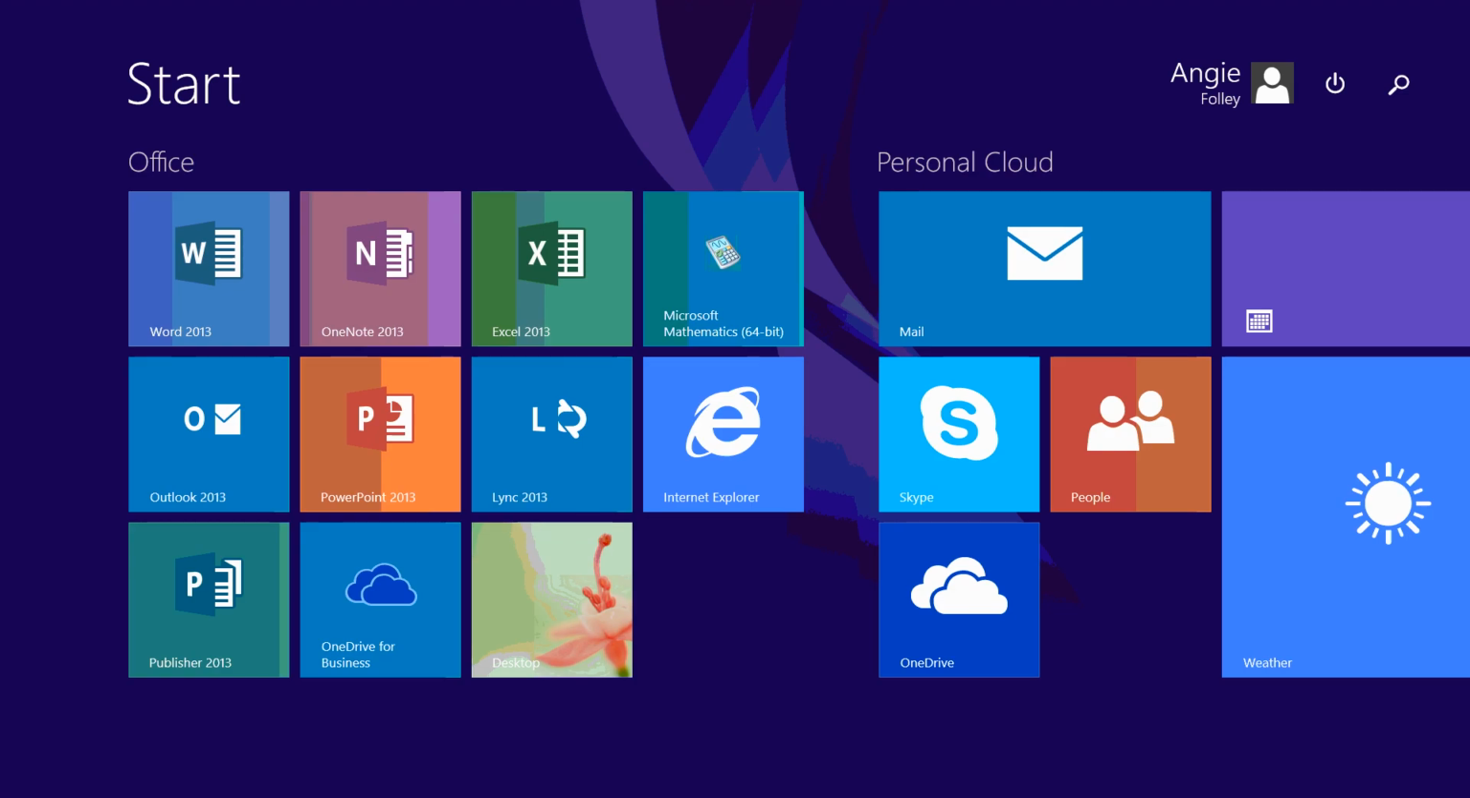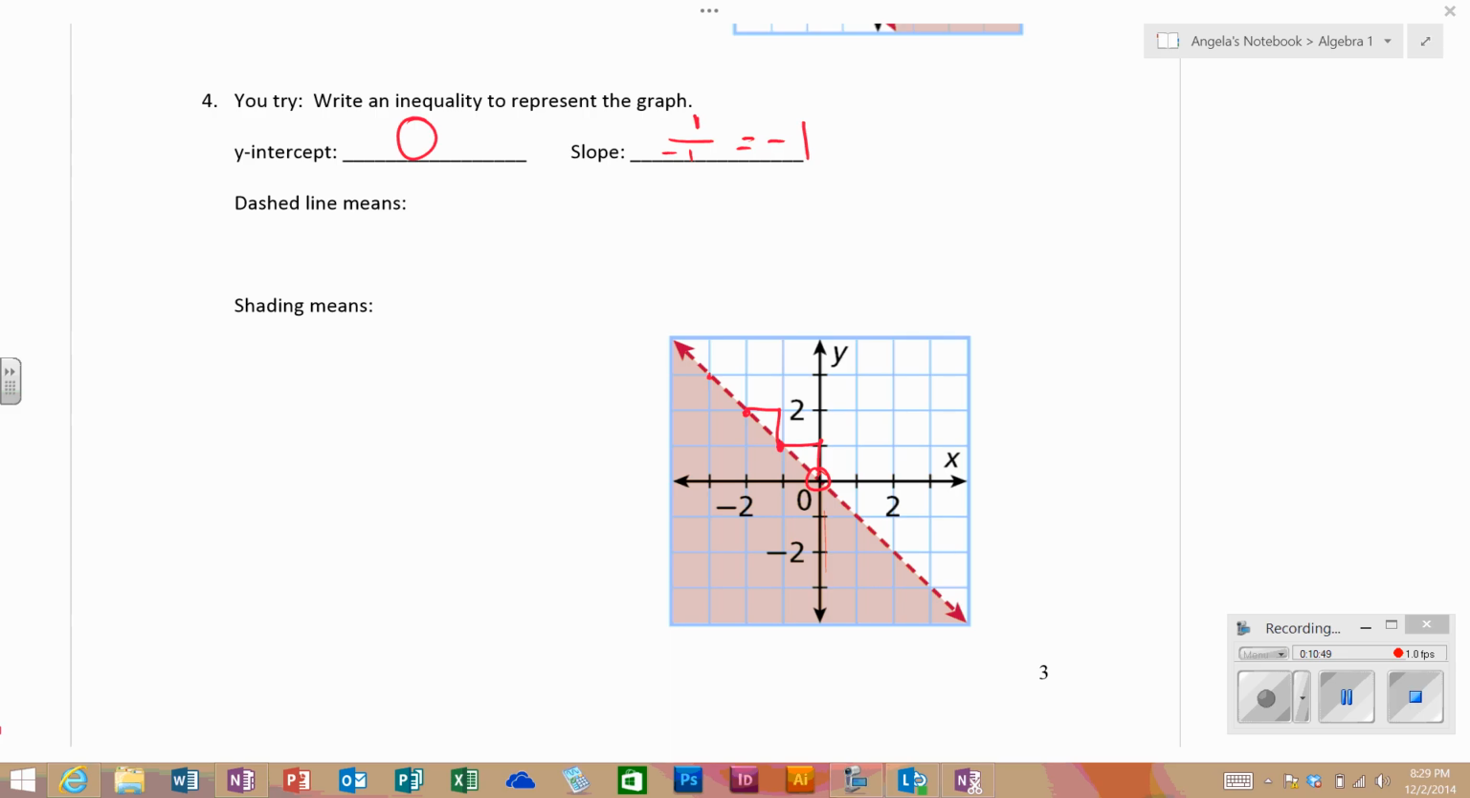Dashed line, whoops, sorry. The dashed line means that I'm going to either have this or this. It's shaded below, so that means it's less than.